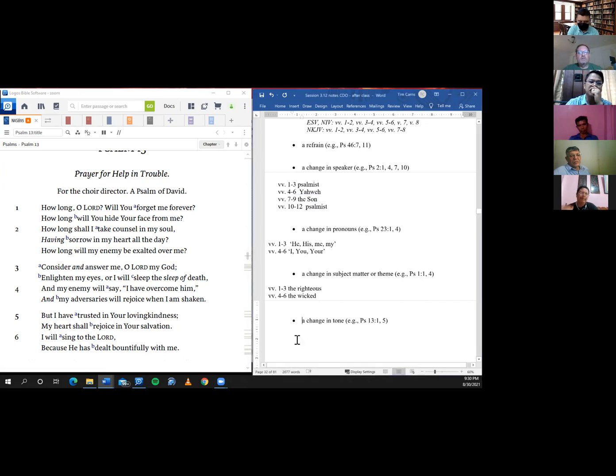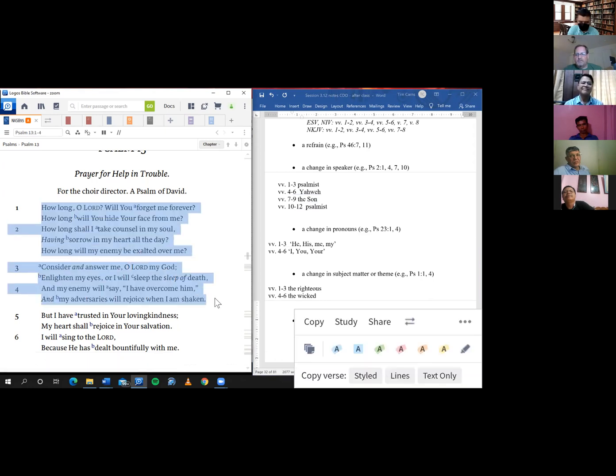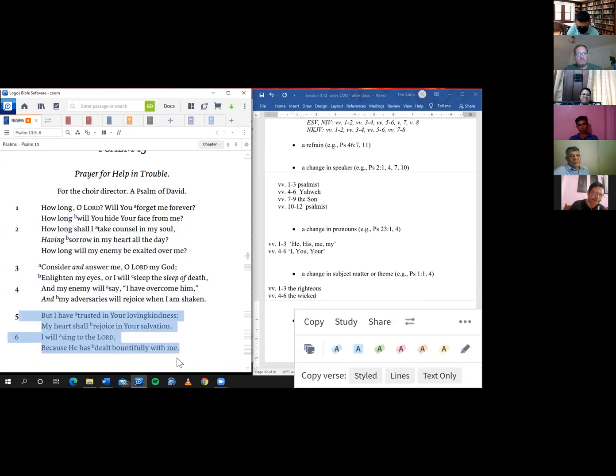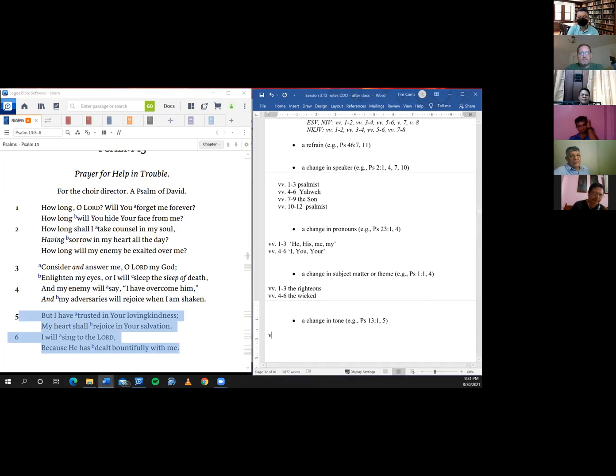All right. Notice here, there's a change in tone. Verses 1 to 4 is the lament. So he's discouraged, he's down, he's depressed. But verses 5 and 6, there's hope. So I would see this psalm in 2 stanzas here. 1 to 4, discouraged. 5 and 6, there's hope.